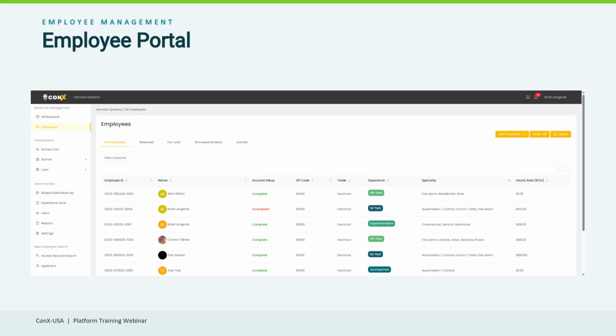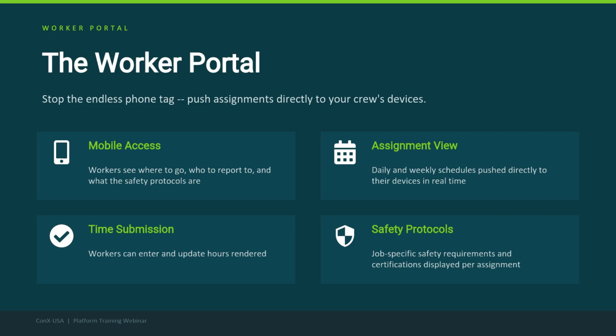Across the top are the tabs: All Employees, Reserved, workers you're currently utilizing; For Loan, workers you've made available for others to borrow; Borrowed Workers, workers you're borrowing from others; and Loaned, your workers currently loaned out. Once you load your employees, they'll receive an email notification to set up their own worker portal account.